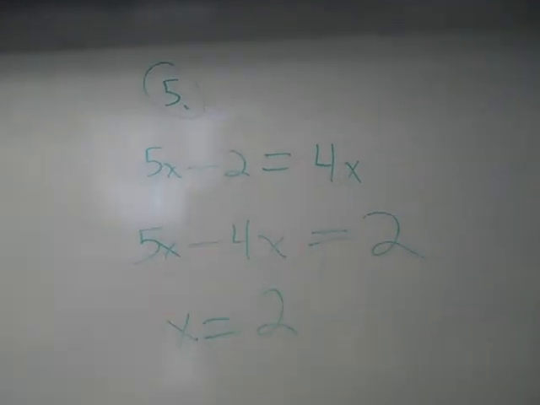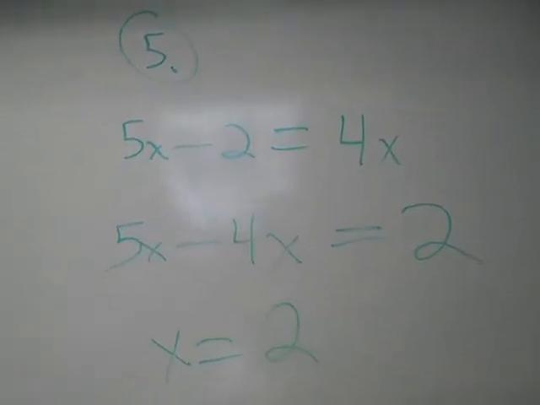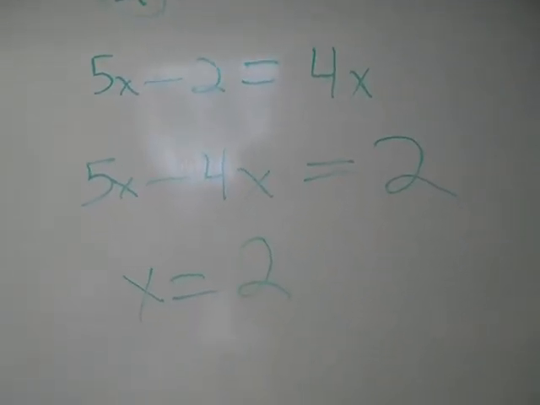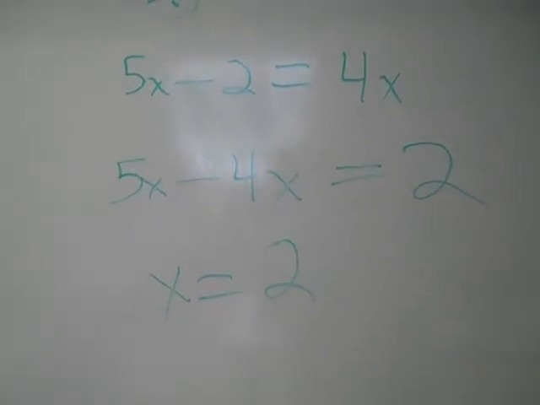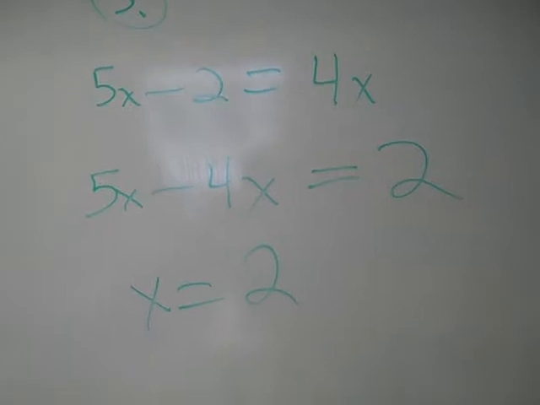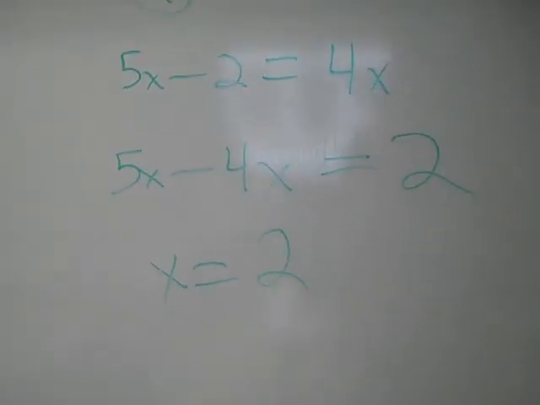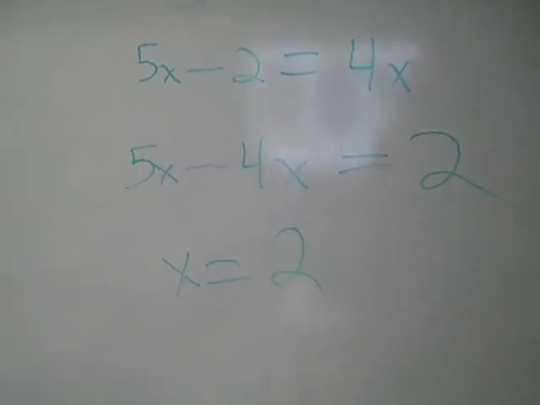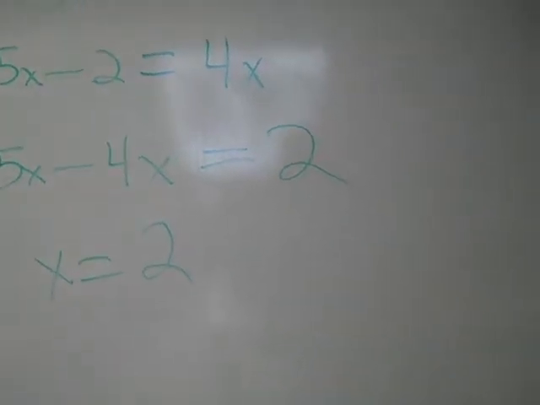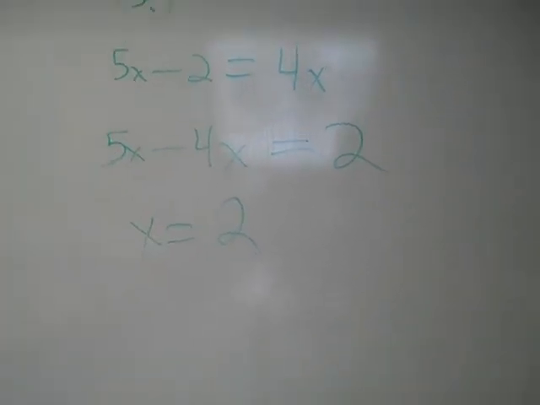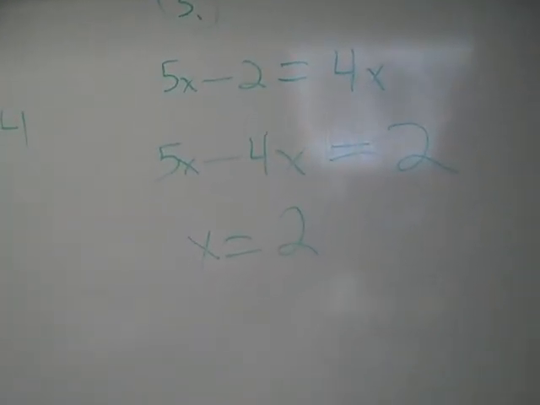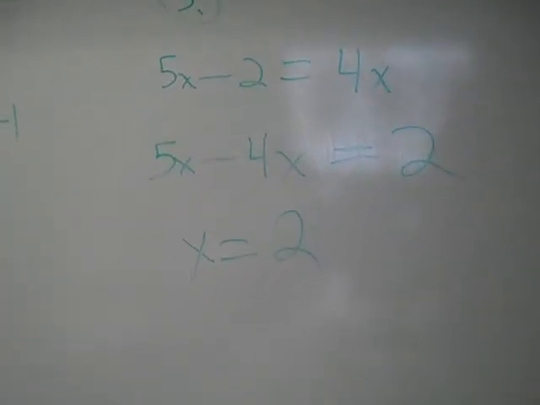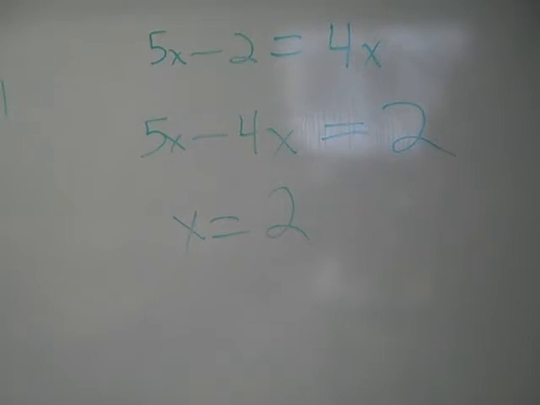Number 5. 5x minus 2 equals 4x. 5x minus 4x equals 2. Now you're like, well, Jason, what did you do here? I moved the 4x to the left, and it turned into minus 4x. I moved the negative 2 to the right, and it turned into ordinary positive 2. Remember, if you jump the equal sign, you change polarity. But 5x minus 4x is just x itself, so x equals 2, and we're done.